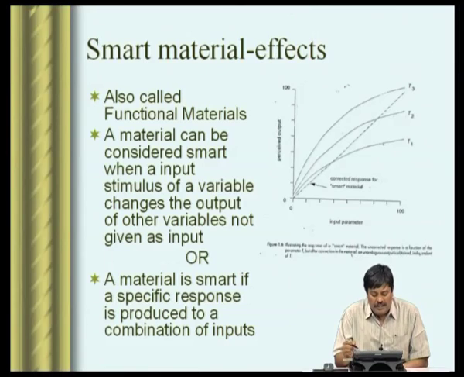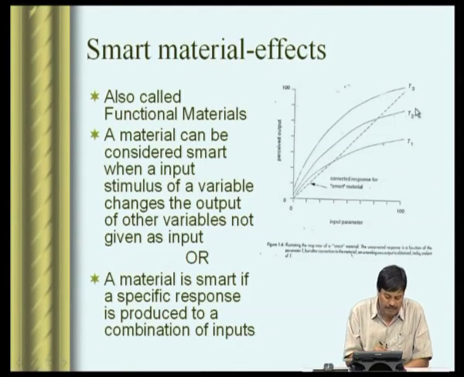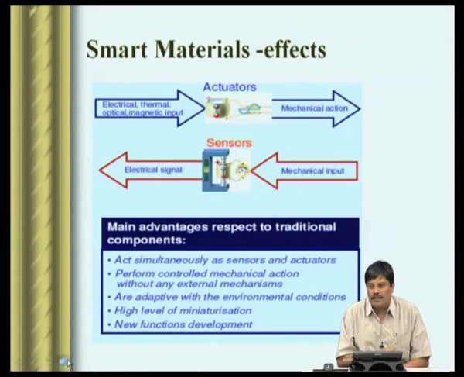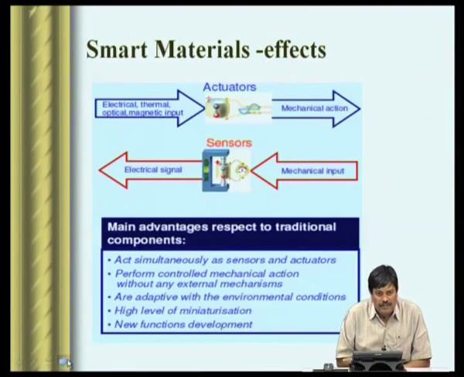In other words, a material is considered smart if a specific response is produced to a combination of inputs, and here the combination of inputs is t1, t2, t3, etc. So, what are the smart material effects? There are two different effects. The smart materials can act like a sensor, and they can act like an actuator.